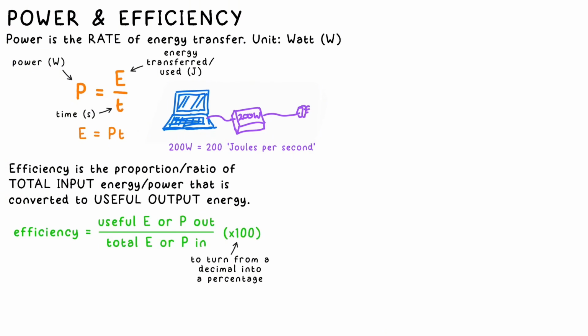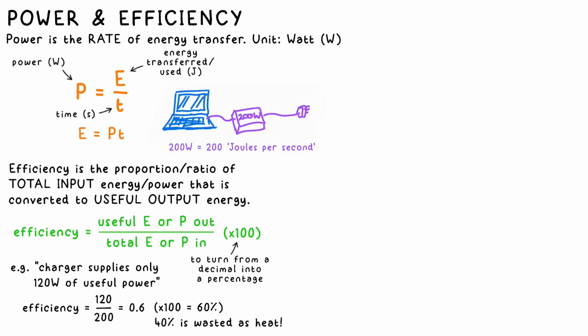Efficiency is a measure of how much energy going into a system is used usefully. It's just a ratio or a fraction. So we calculate it by doing the bit divided by the lot. So in this case, it's the useful energy out divided by the total energy in. It also works with power too. Let's say that my power supply only supplies 120 watts of useful power to the laptop, even though it uses 200. So its efficiency is 120 divided by 200, which is 0.6 as a decimal. Multiply that by 100 to turn it into a percentage, and that means that it's 60% efficient.